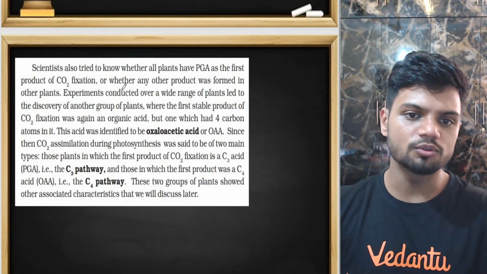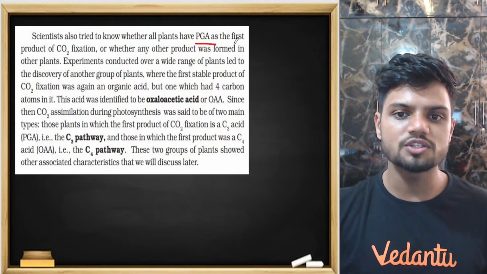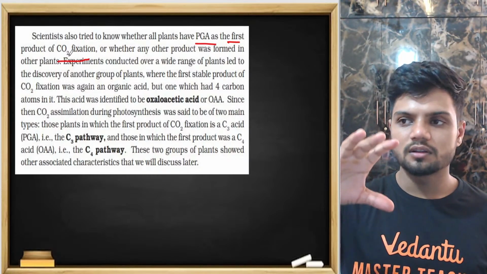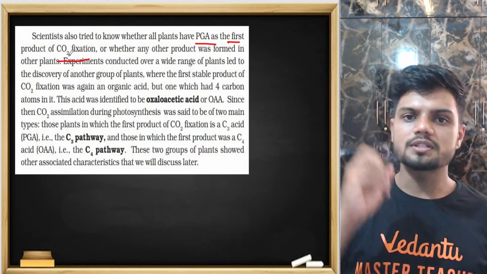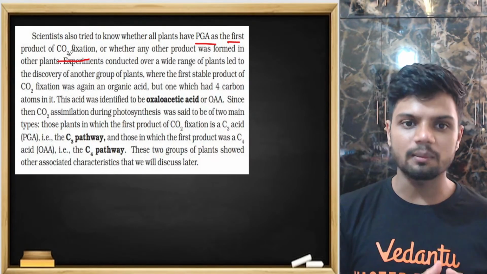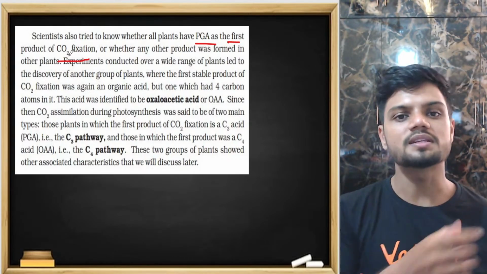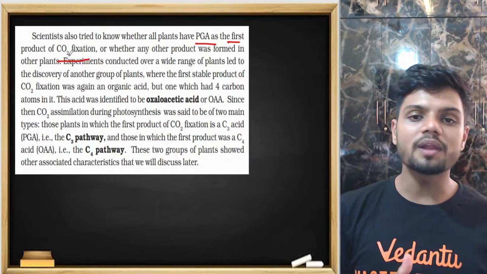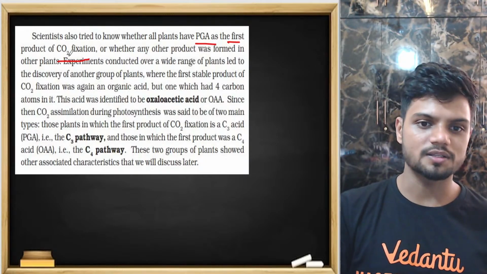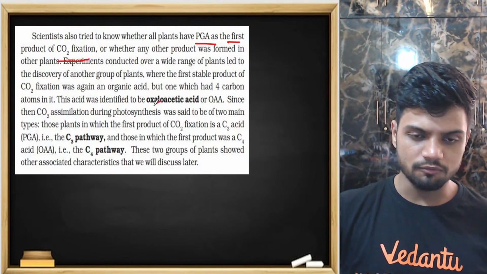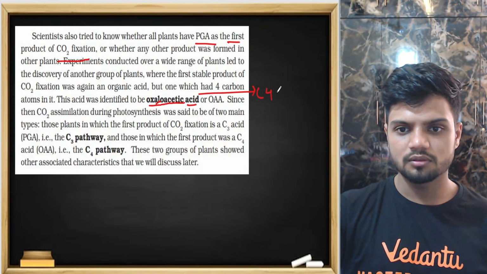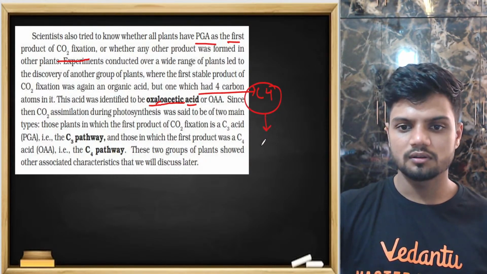Now, scientists also tried to know whether all plants have PGA as the first product of CO2 fixation. They understood some plants make a 3 carbon compound as the first product, but some plants make a 4 carbon compound. Plants making a 3 carbon first product are called C3 plants, and plants making a 4 carbon product are called C4 plants. That 4 carbon product is oxaloacetic acid.